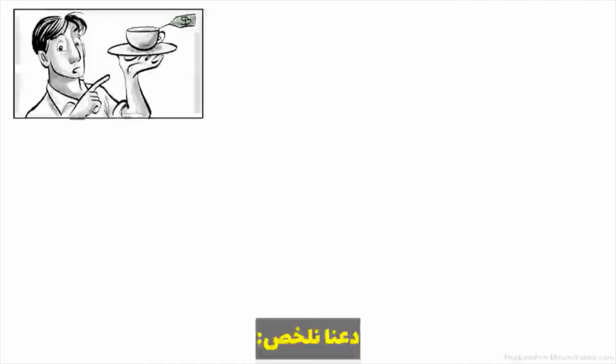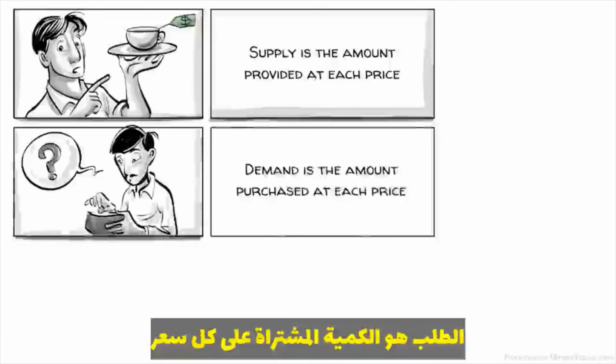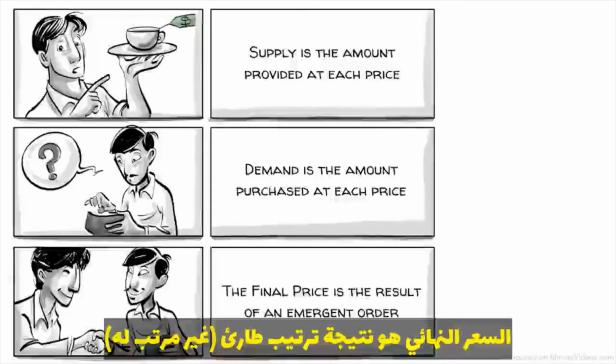Let's summarize. Supply is the amount provided at each price. Demand is the amount purchased at each price. The final price is the result of an emergent order.